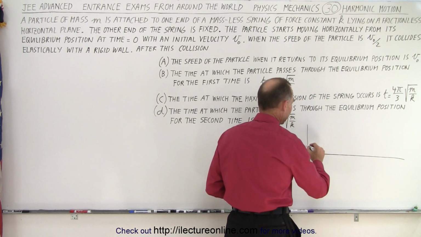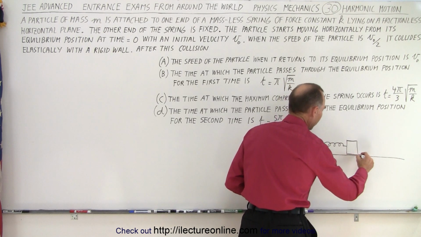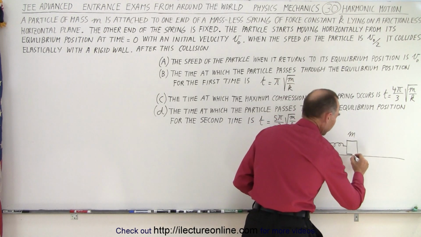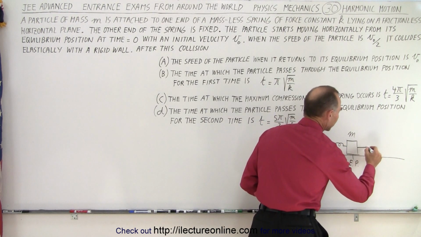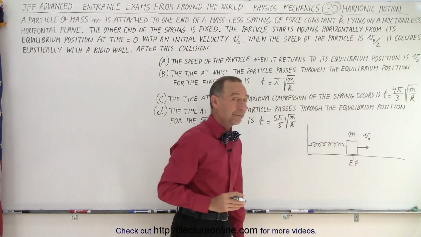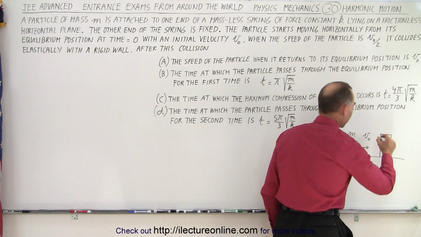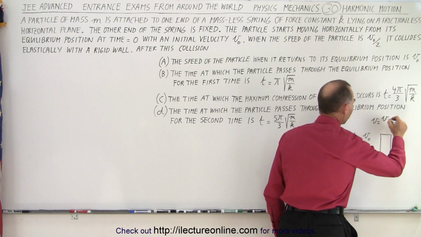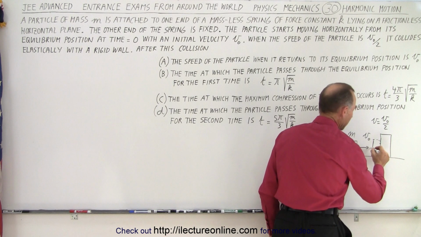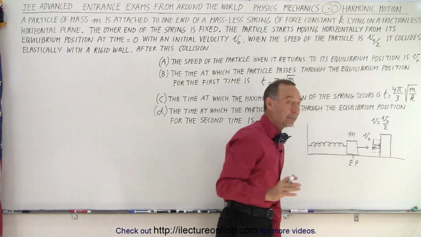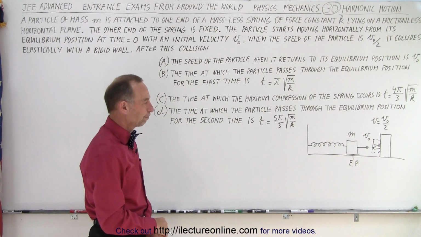So we have a spring attached on one end. On the other end, it's attached to a mass, m. It starts at the equilibrium position, EP for equilibrium position, and then it starts out this way with some initial velocity v sub naught. And then at some point, it's going to collide elastically with a rigid object. At this point, v equals v sub naught divided by 2. It's going to collide like this, and then it's going to bounce back. But remember, it collides elastically, which means no energy lost in the collision.